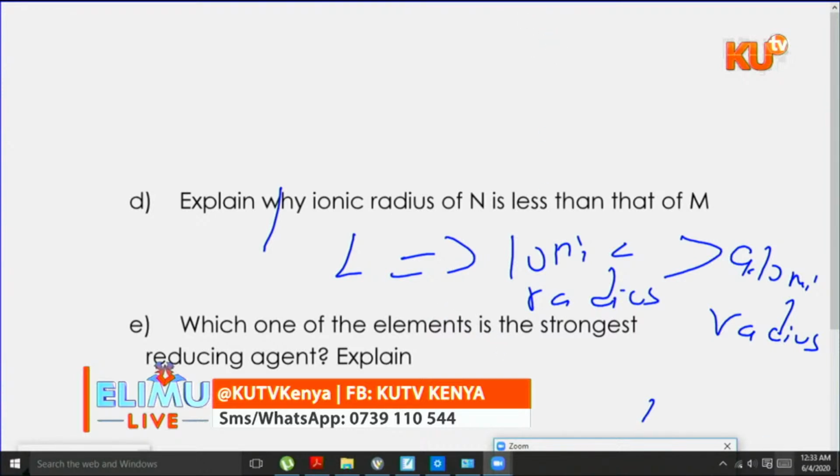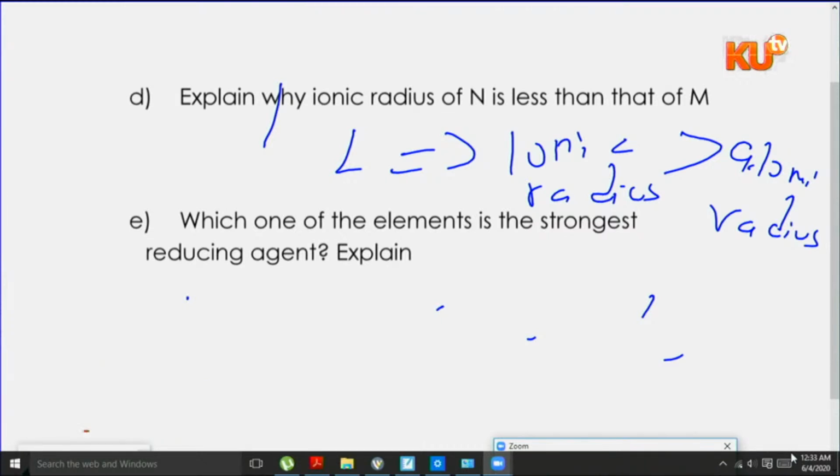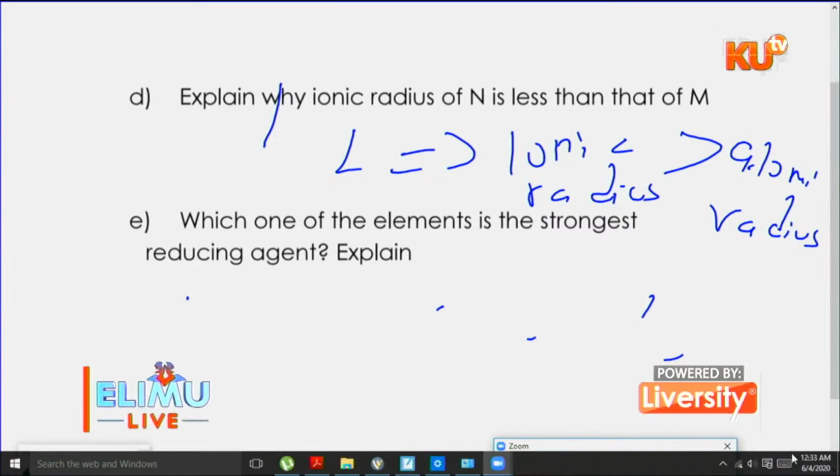Element M, let me get the table so we can see how element M loses electrons. And I hope that definition of what a reducing agent is is also related to ionization energy.